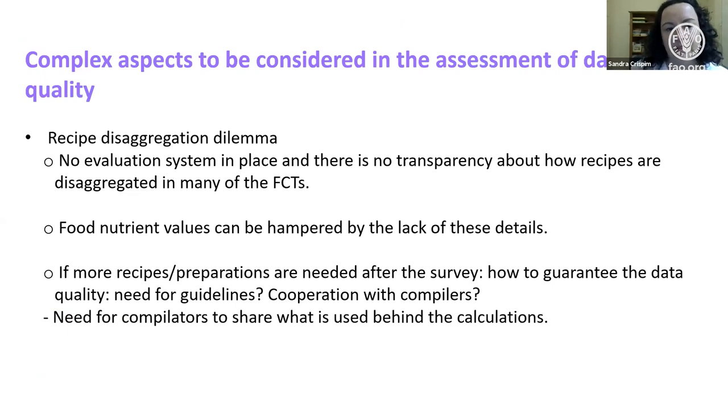And another aspect is the recipe disaggregation dilemma. Food nutrient values can be hampered by the lack of these details. If more recipe preparations are needed after the survey, how can you guarantee the data quality? If I, as a user, need to do more recipes because this was reported in my survey, how can I guarantee that this was done as the other food composition tables did? I think we need guidelines for that. We also need cooperation with compilers. And there is also the need for compilers to share what is used behind the calculations.